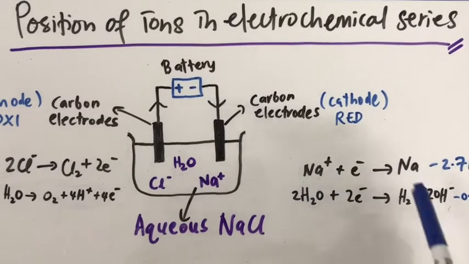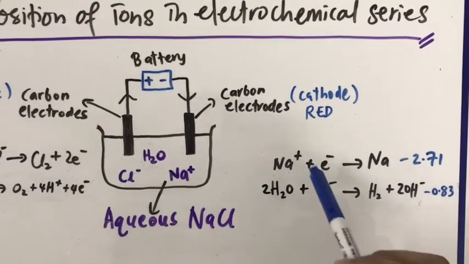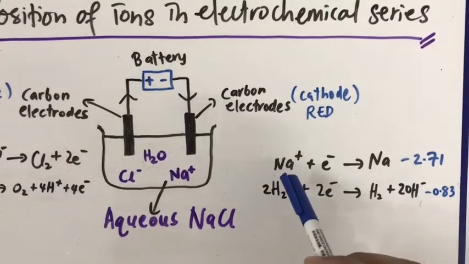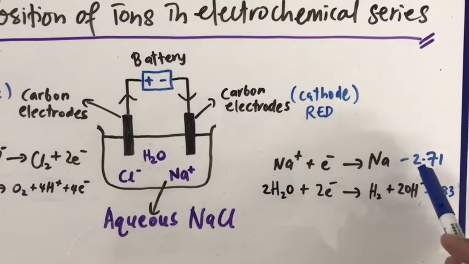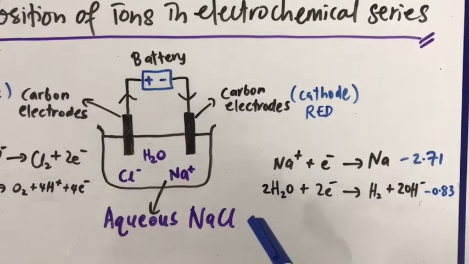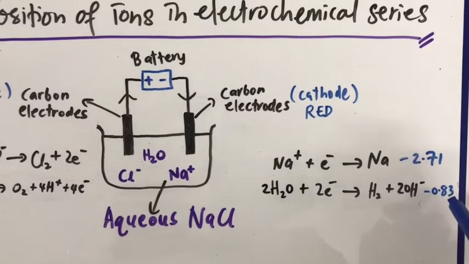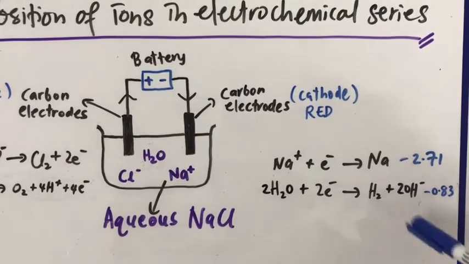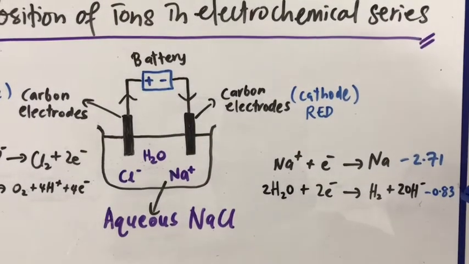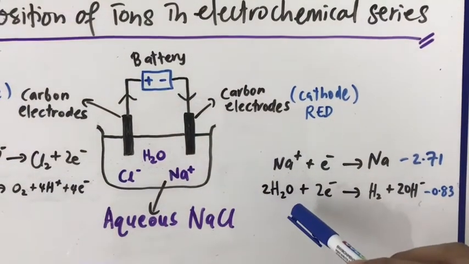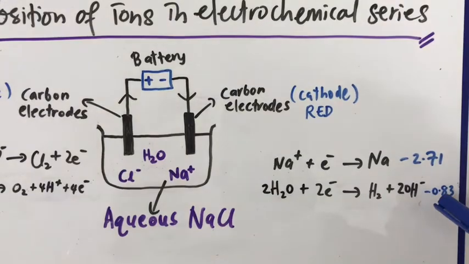When we compare the standard reduction potential values for both of the half equations, Na+ has minus 2.71 volts, while water has minus 0.83 volts. Comparing these two values, we can see that water will undergo the reduction process because it has the more positive value.